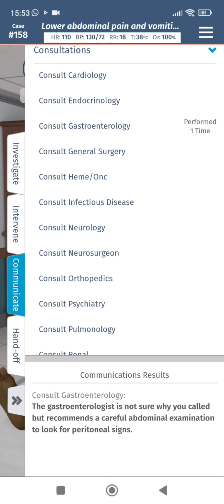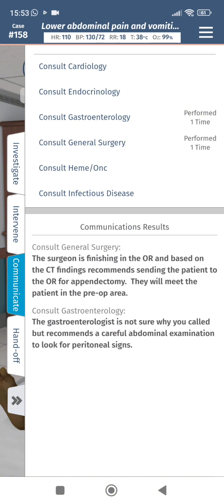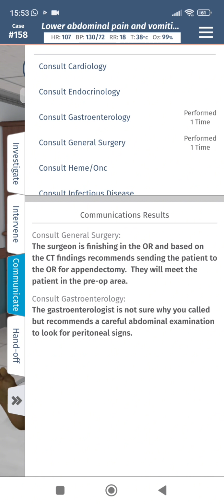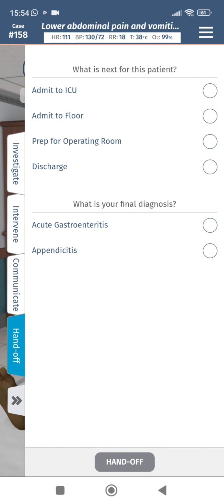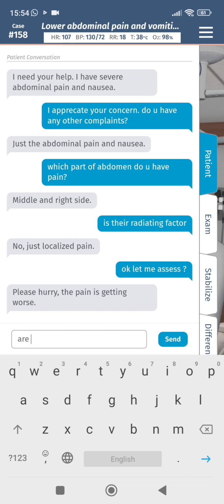Okay, so we can communicate with specialists through this app. So the gastroenterologist said that careful abdominal examination to look for the peritoneal sign. Okay, so then we will give the review for general surgeon. Okay, so the general surgeon said based upon CT scan it is appendicitis, and he is recommending ready the patient in a pre-op area. Okay, so it is appendicitis. So ready the patient for pre-op, for operating room.